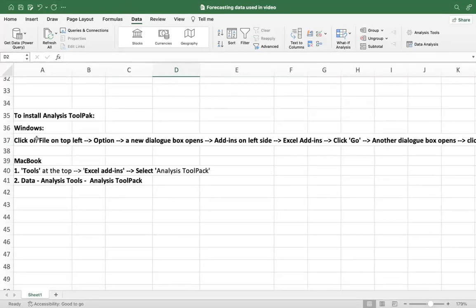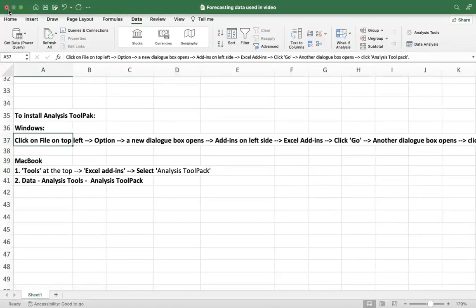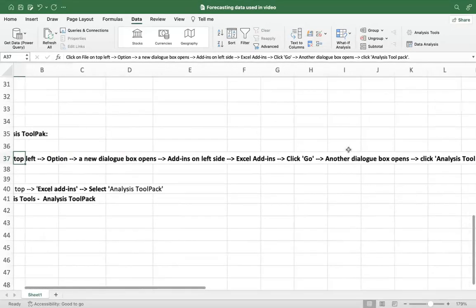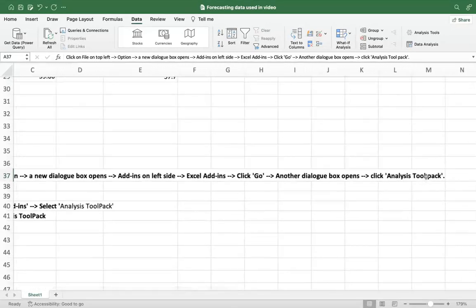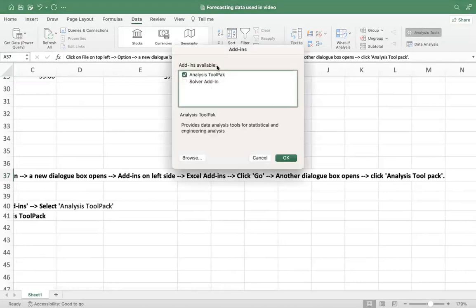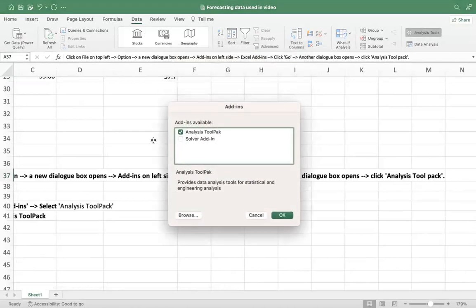If you're using Windows, then on the extreme left, click on File. After that, go further down and click on Options. A dialog box will open, and in the dialog box, you will have Add-ins on the left side. Then choose Excel Add-ins from the drop-down list, and click Go. Another dialog box will open, and then click the Analysis ToolPak. That dialog box will be like this one, where you have Analysis ToolPak, etc.